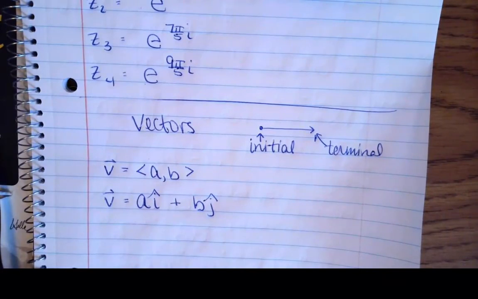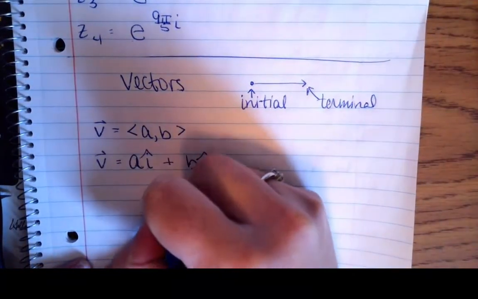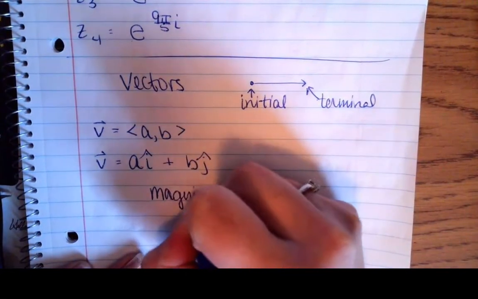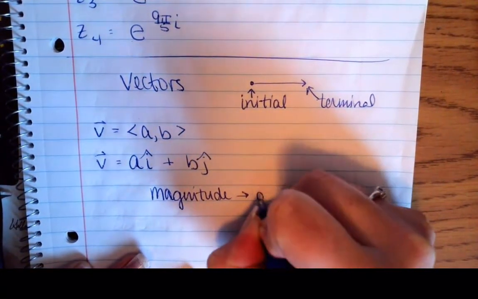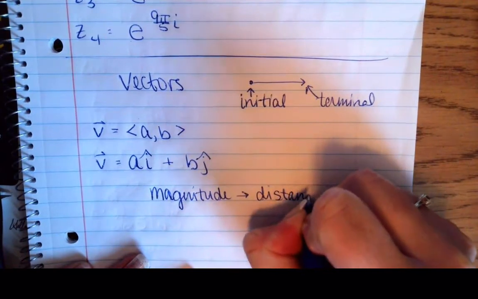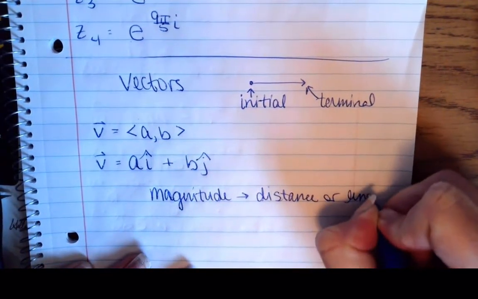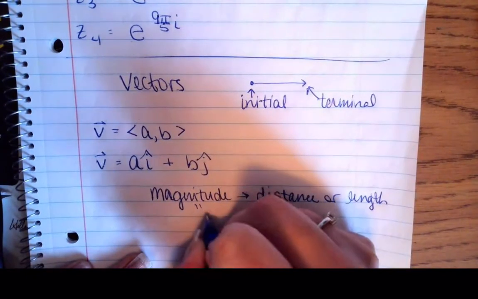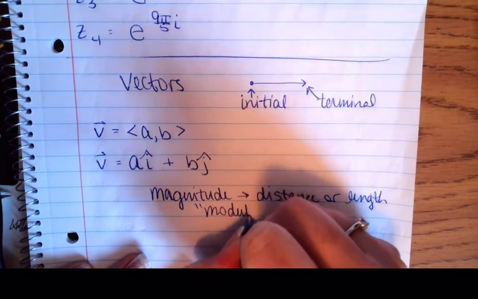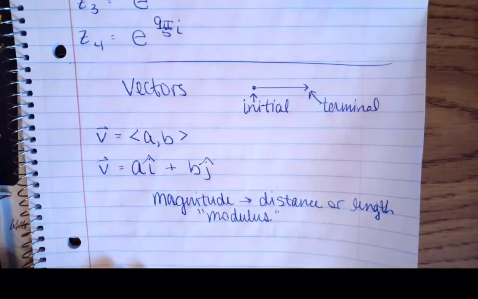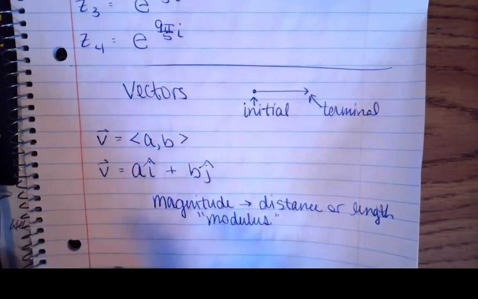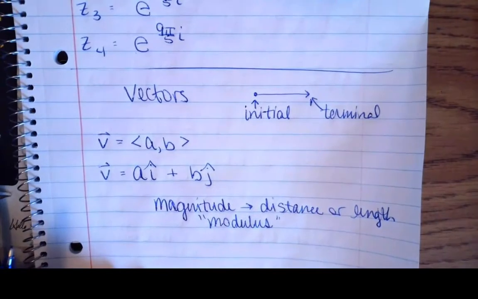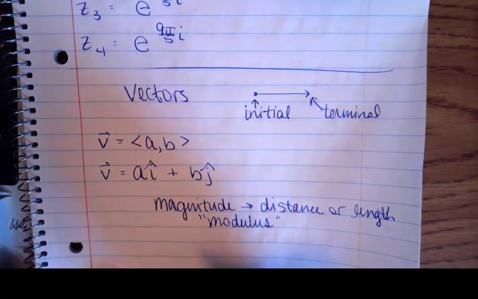So a vector has both magnitude, which is distance, its length. So if I've got magnitude, which is distance or length, we can also call that the modulus, but it's rare that we call it that, okay? But we've got magnitude, which is the distance or the length of the vector, and then we've got direction. So it's important to know which way it's pointing, okay?